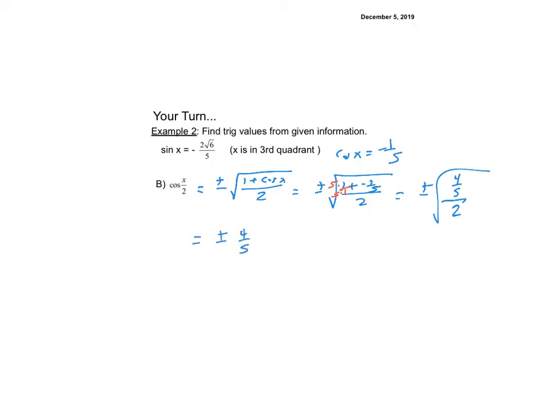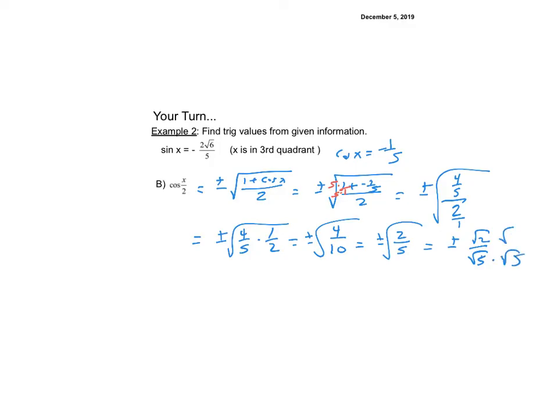So 4/5 divided by 2 is the same thing as multiplying by the reciprocal of 2, which is 1/2. So we get 4/10. I'm going to go ahead and reduce this down. I get 2/5. I cannot leave a square root down here in the denominator, so I'm going to multiply the numerator and denominator by square root of 5. So I end up getting the square root of 10 over 5.